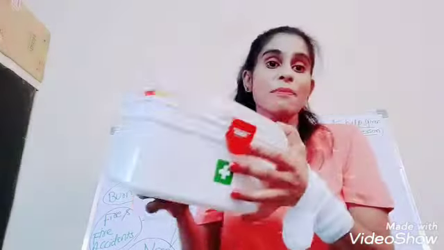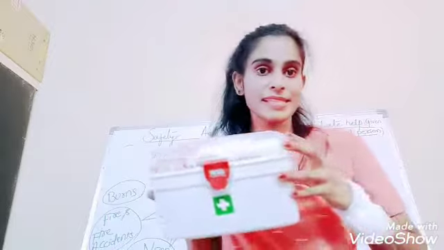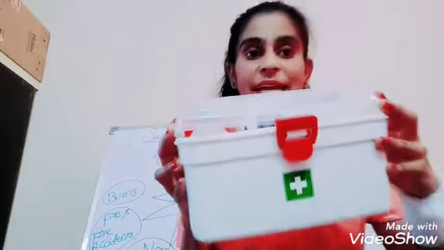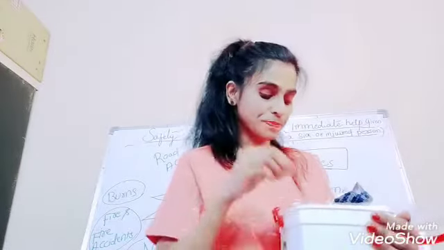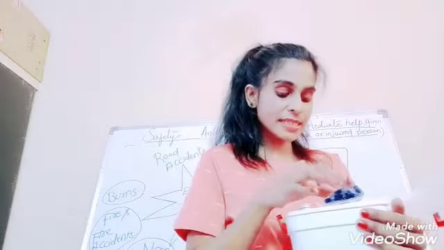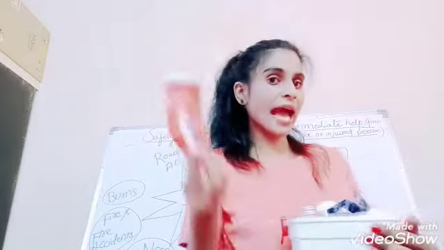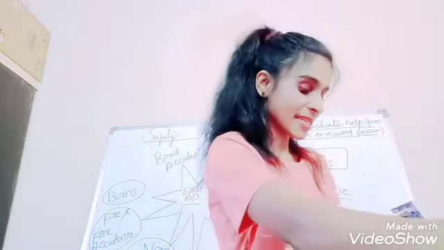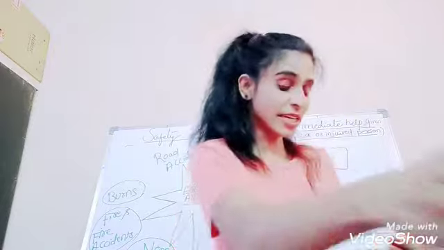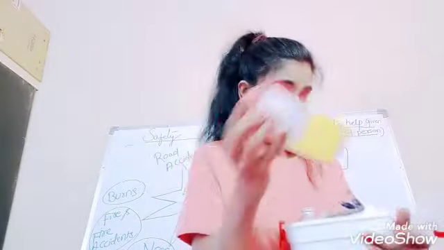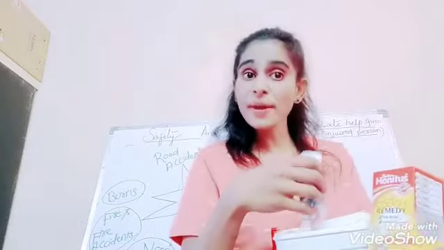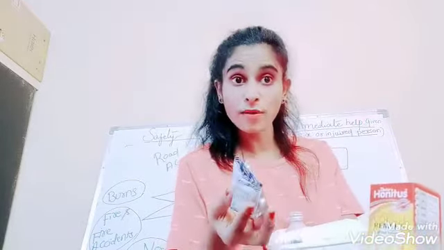This is my first aid box. Yes, dear children, can you see it? What is there inside the first aid box? Let me show you. The very first thing is an antiseptic. Yes, I have some bandages. I have a general cough syrup. Then some common medicines we keep at our home.